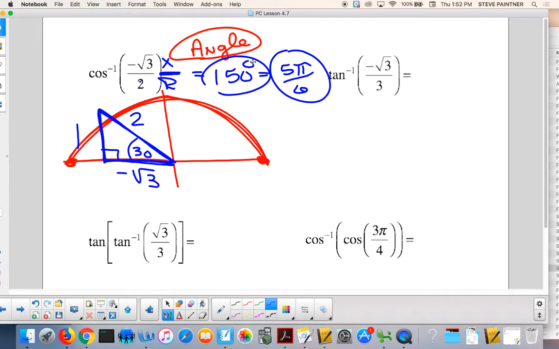Inverse tangent, the domain is what? You can only give me answers where? Yeah, you cannot give me 150 degrees. You can't say that. 0 to 90, 0 to negative 90, that's all you can say. So, this is a negative ratio, so you're down here. Would you guys agree?